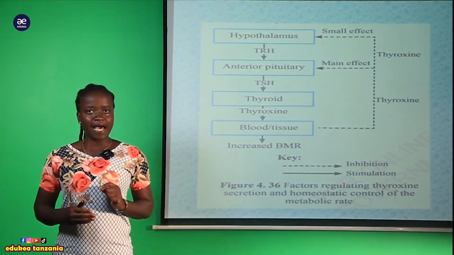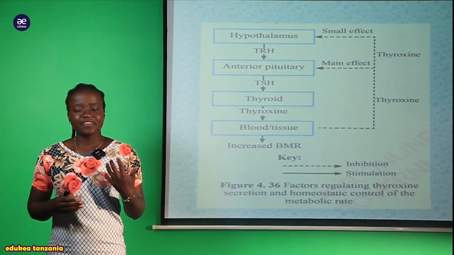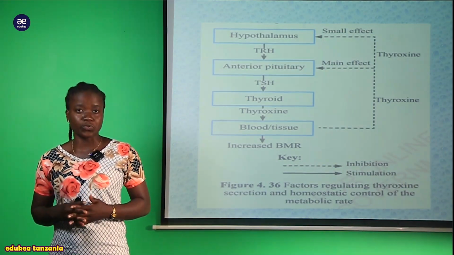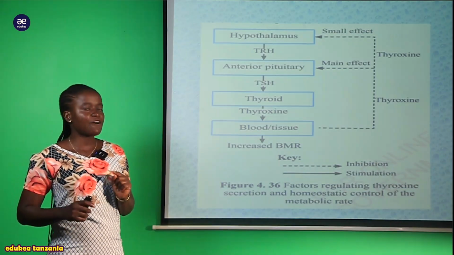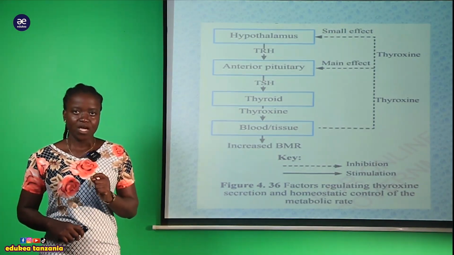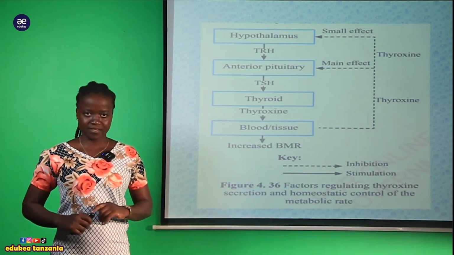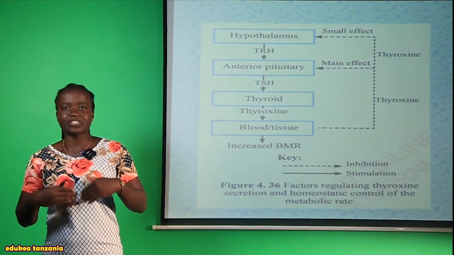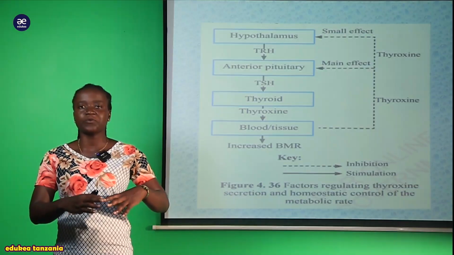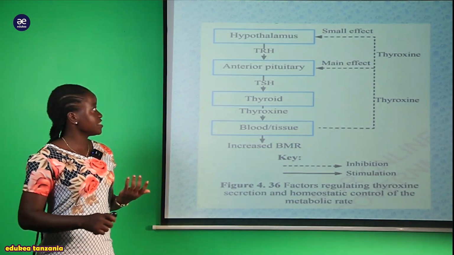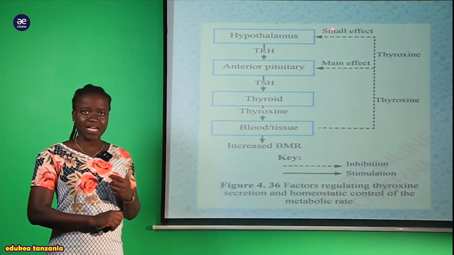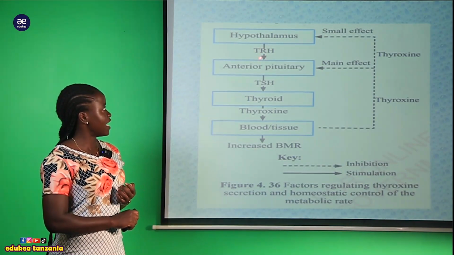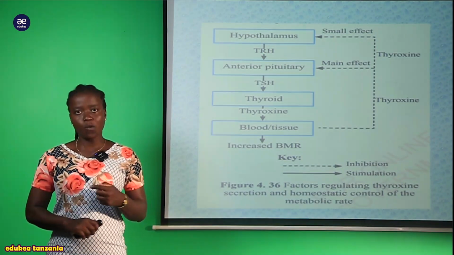So kwa hiyo sasa tukaangalie where this thyroxine hormone is produced. Firstly, we have the part of the brain which is called the hypothalamus. You know, hypothalamus ndio part of the brain ambayo ina stimulate other hormones to be produced within our body. This hypothalamus will release a thyrotropin releasing hormone.